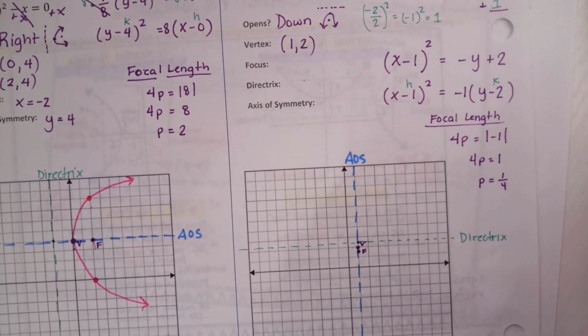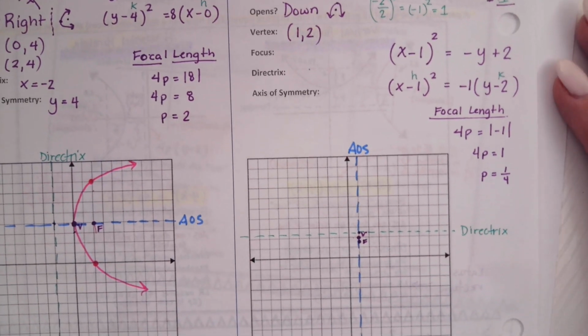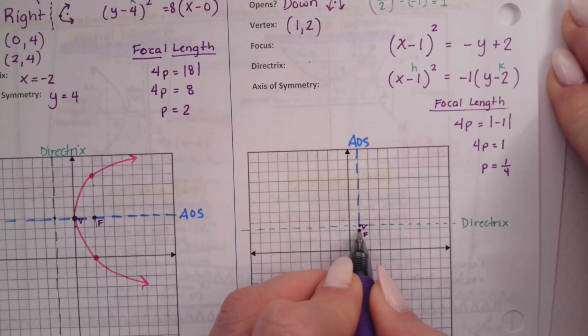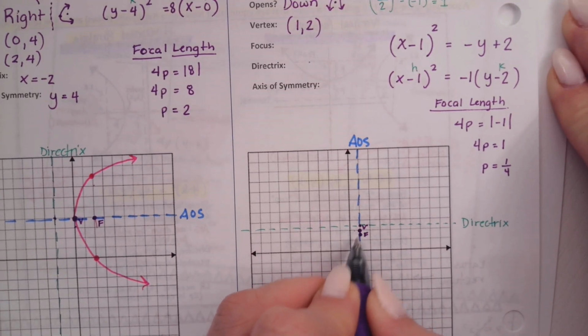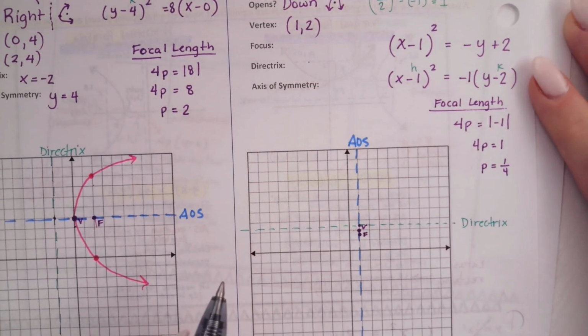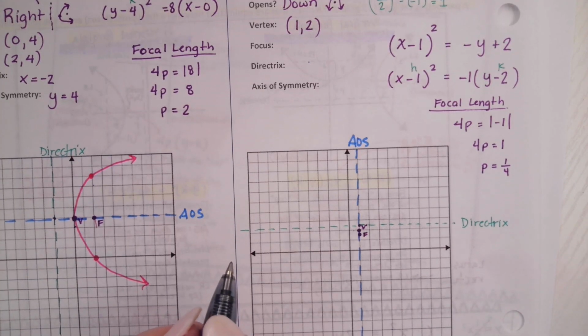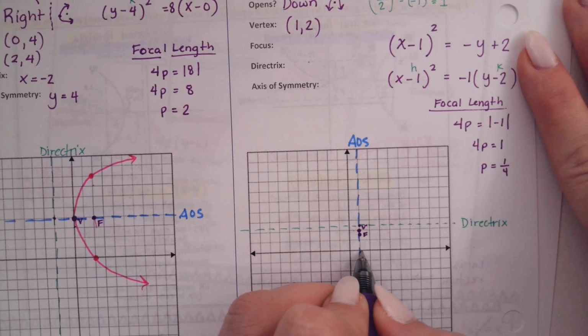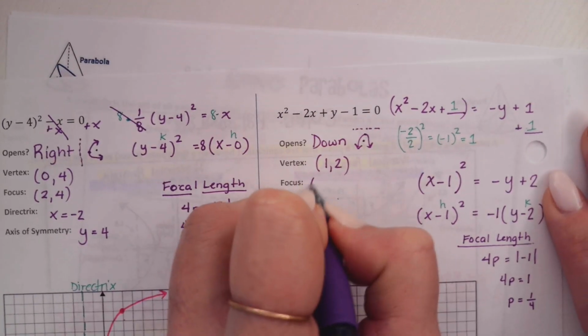All right, figuring out what those numbers are now. Starting with my focus. We were at 2 and we went down a 4th. What are we at now? We are at 2 and we went down a 4th. 1.75, right. So that point would be 1.75.